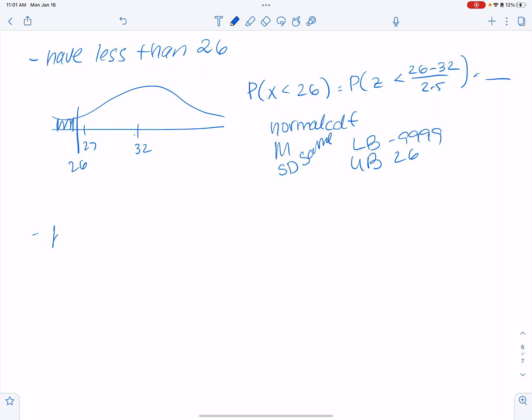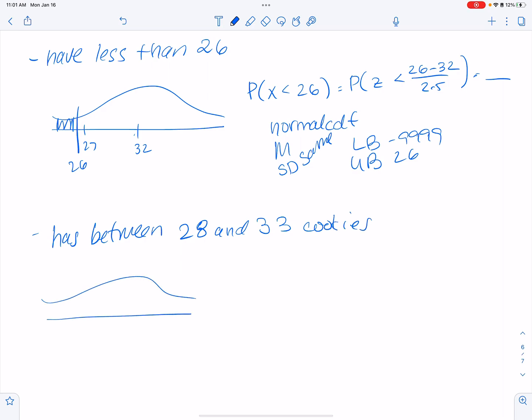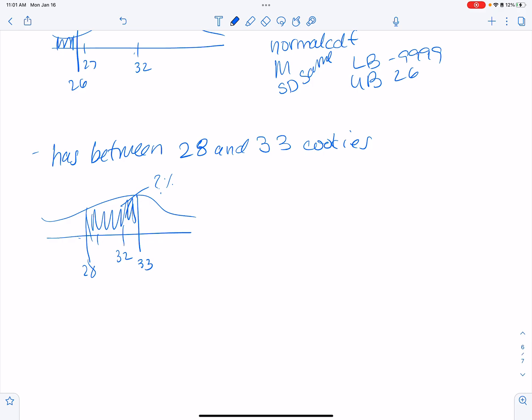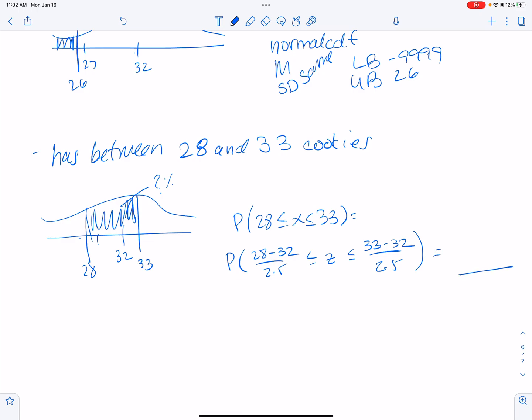Okay, what if I said has between 28 and 33 cookies? So that looks like this, 32, so 33 is here, 29.5 is here, so 28 is here. So this one's going to look like this: 28 less than or equal to X less than or equal to 33, which would be the probability that 28 minus 32 over 2.5. So you're just going to basically do it for both of them. You're going to turn them both into z-scores. And then you're going to just put that blank there. And same normal CDF. The only thing that changes is your lower bound at 28 and your upper bound at 32. Everything else stays the same.